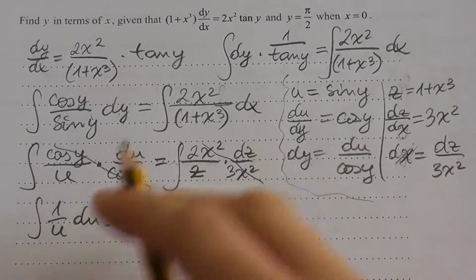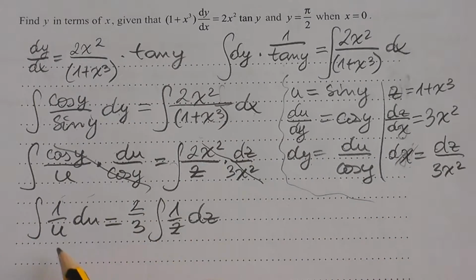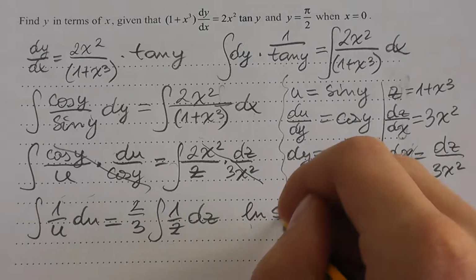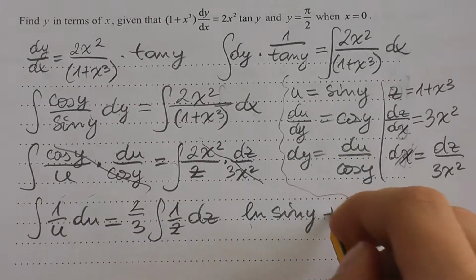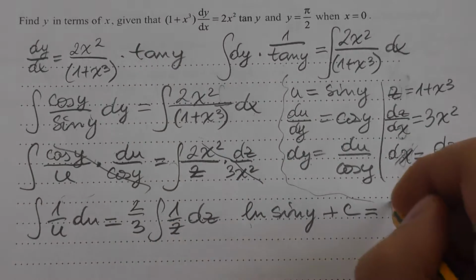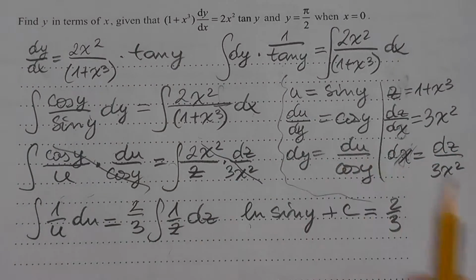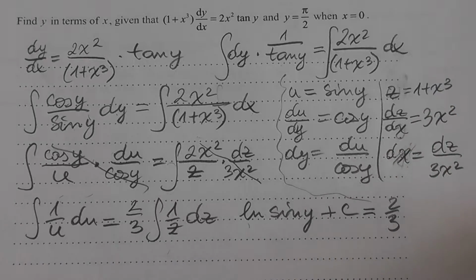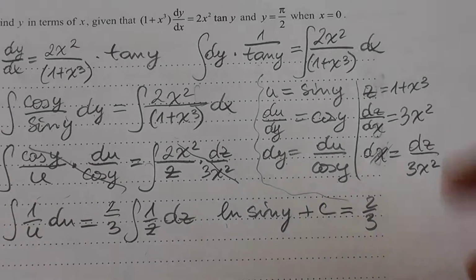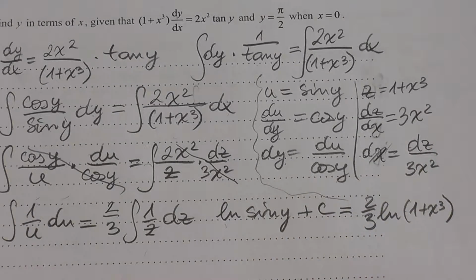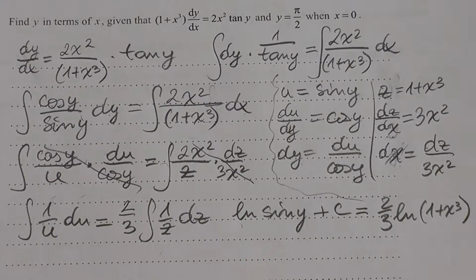So we get that the integral of 1 over u is obviously ln u, and so we put sine y back into u to get ln of sine y plus c, which is our arbitrary constant, is equal to 2/3 of what we get as the integral of this, which is again ln of z, and z is 1 plus x cubed. So ln of 1 plus x cubed.